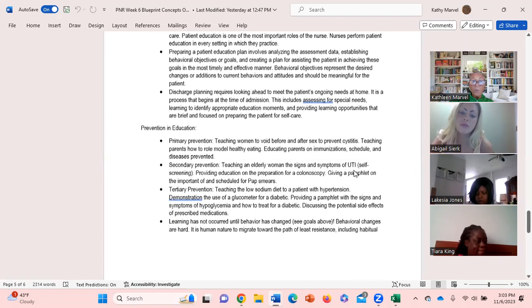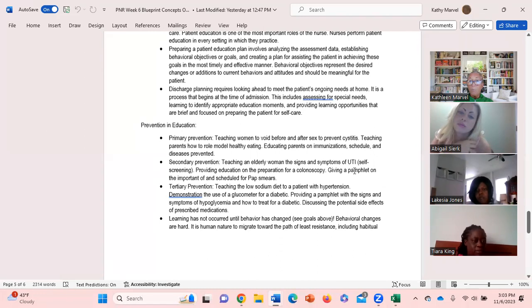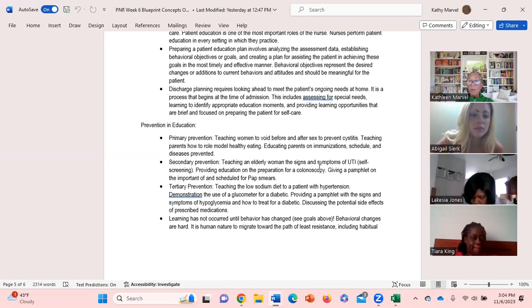When do we start discharge planning? Upon admission. Right? Discharge planning requires that we look ahead to meet the patient's ongoing needs at home. It's a process that begins at the time of admission. Assessing for whatever special needs they might need, education material, what do their family members need to know before they come home?